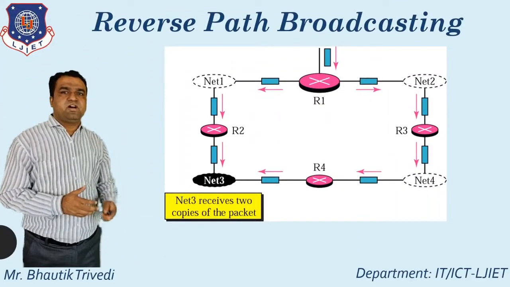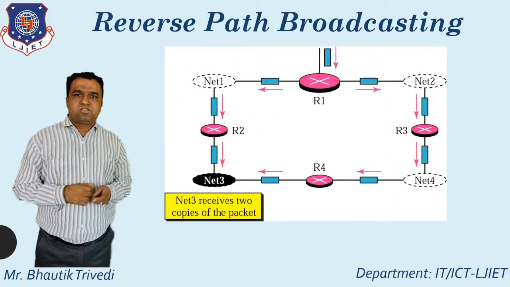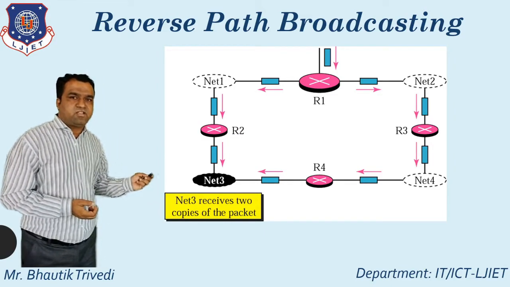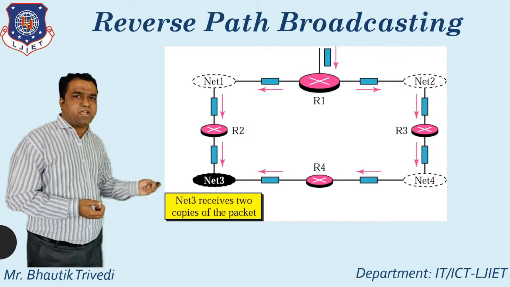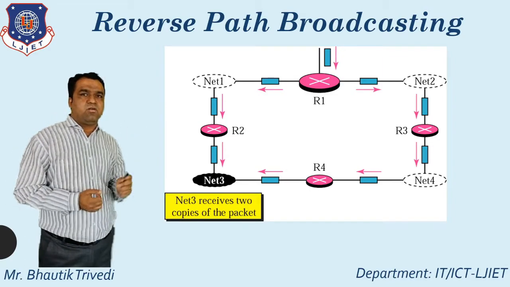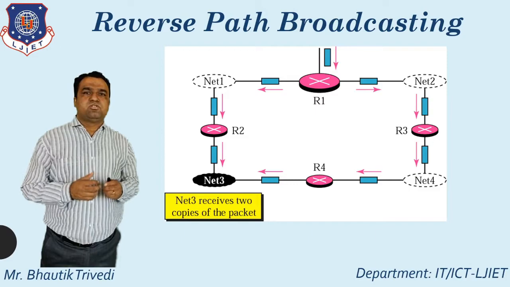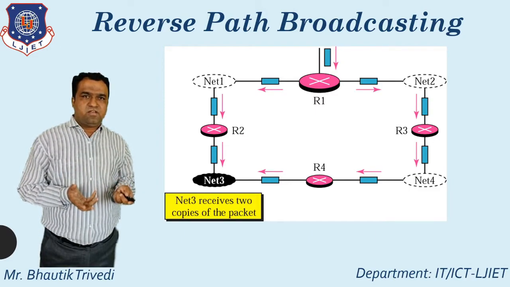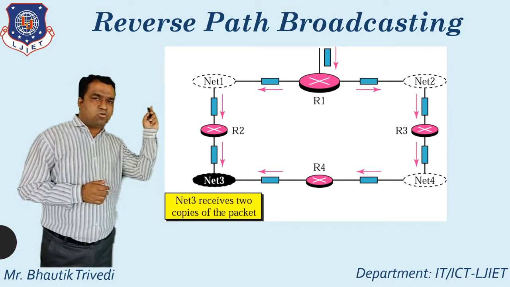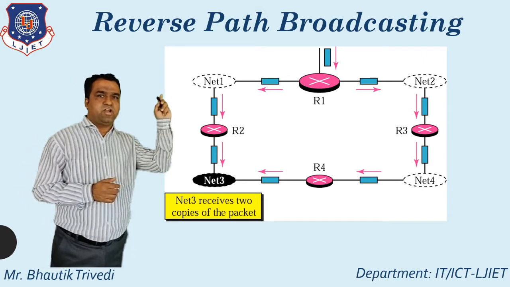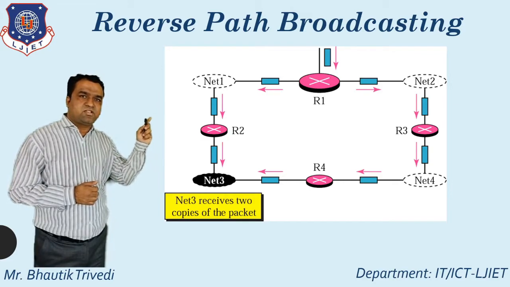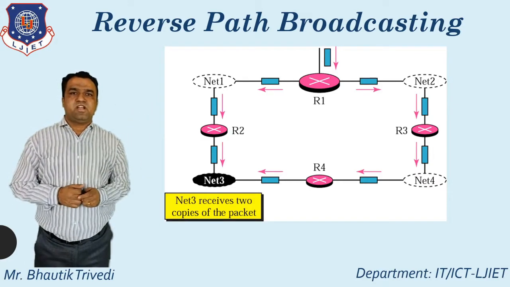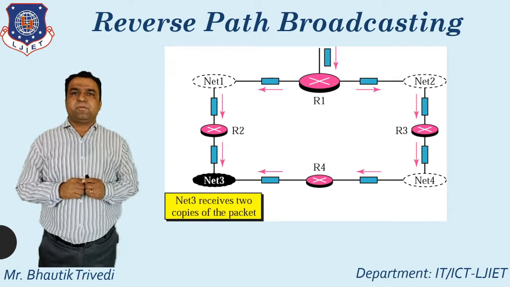Second one, reverse path broadcasting. What does reverse path broadcasting mean? Here you can see network 3 receives two copies of the packet, one from this side and one from this side. That is reverse path broadcasting. Router R1 sends this packet to net 1 also, and router R1 sends one packet to net 2 also. That means using different interfaces, it can directly transmit the packet.